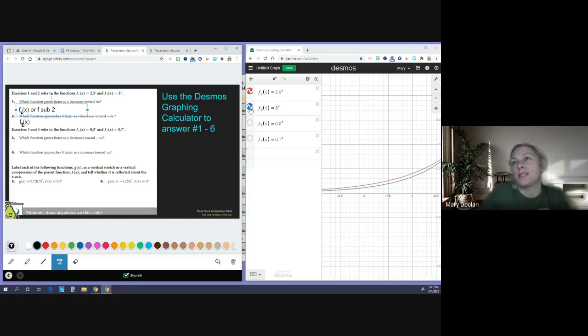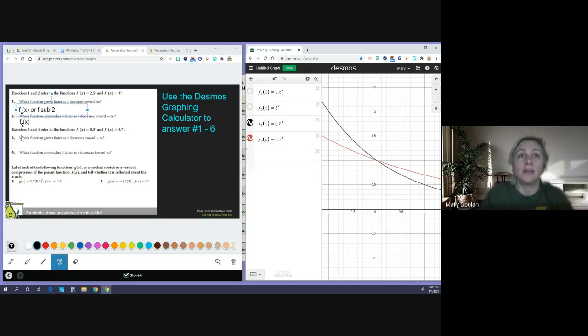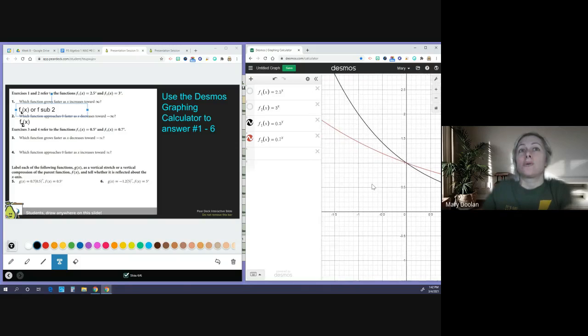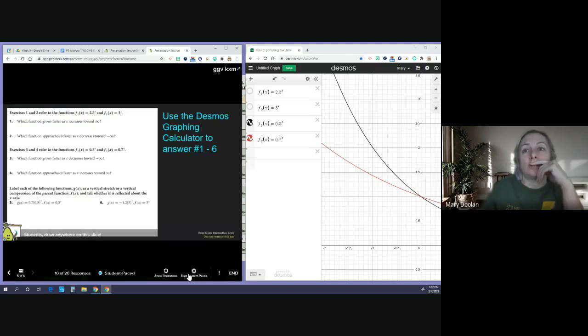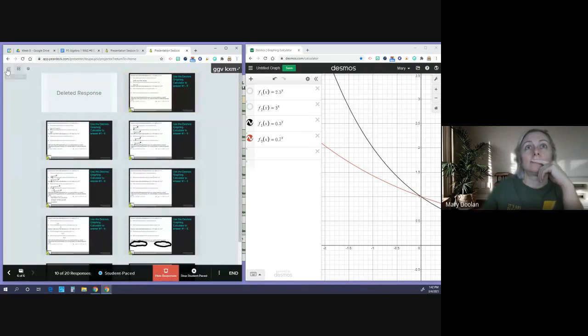Okay, exercises 3 and 4. I'm going to toggle off 1 and 2, and look at these graphs: f sub 1 of x is 5/10 to the x power, and f sub 2 of x is 7/10 to the x power. There's my graph. I'm going to recenter it so I can see it. It's asking which function grows faster as x decreases towards negative infinity. So as I move to the left, which of the 2, red or black, is growing quicker? Those of you that did try this.